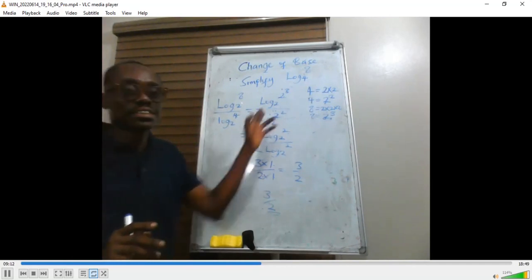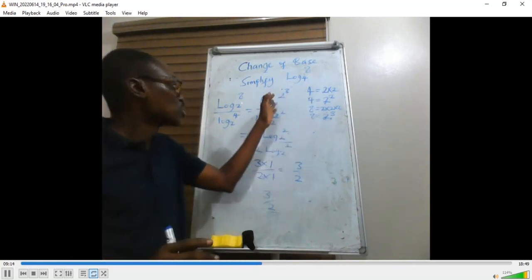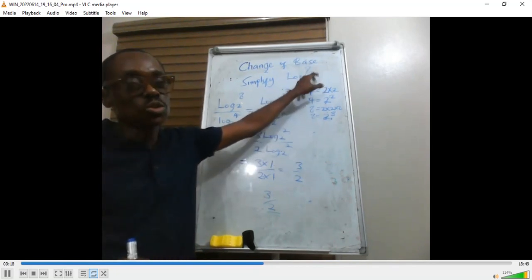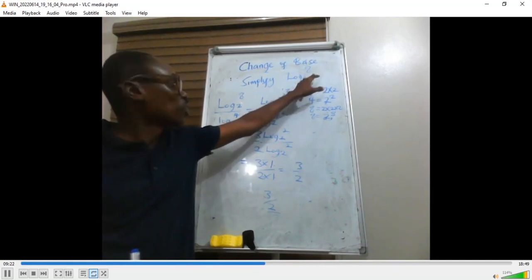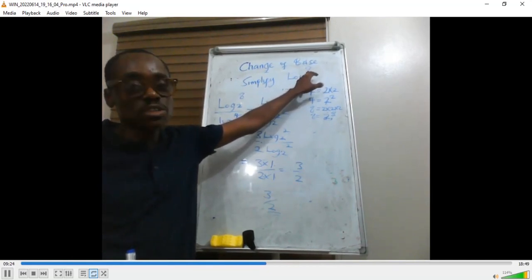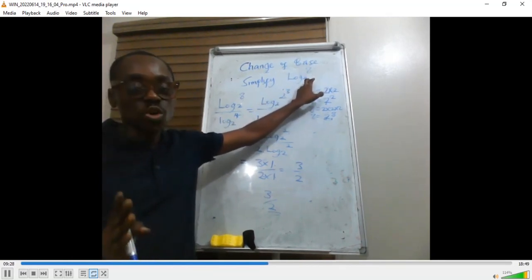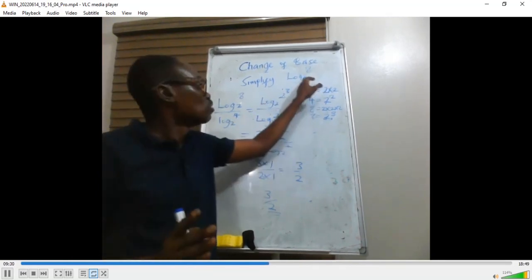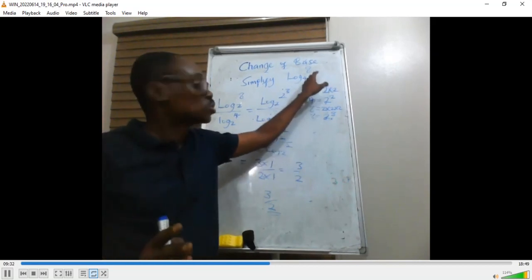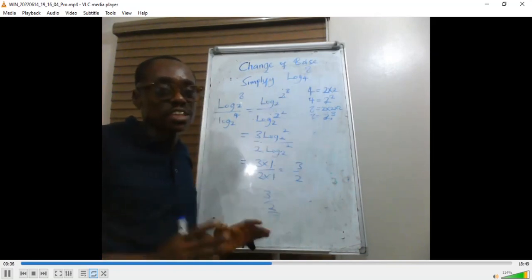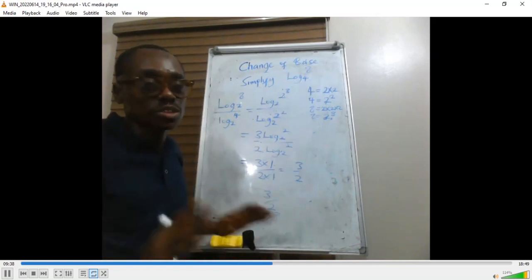So remember, I said at the beginning that when you want to solve, you want to apply change of base. Here originally, there was no way we could solve this. But we know that 8 is related to base 2. 8 is the same thing as 2 raised to the power 3. And 4 is also related to base 2. 4 is 2 raised to power 2. So that was why we could apply the change of base concept here and solve.